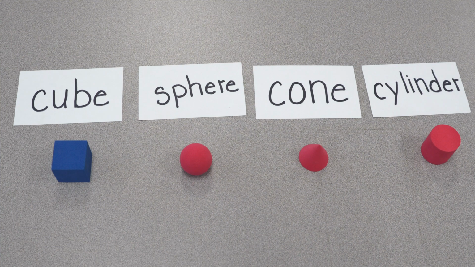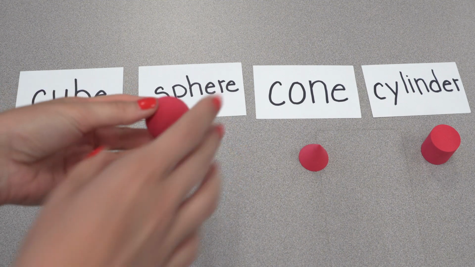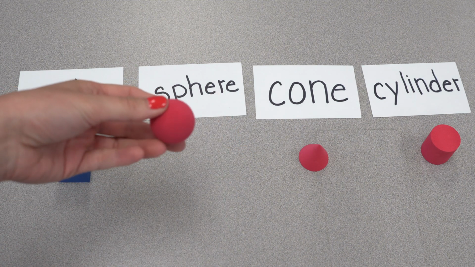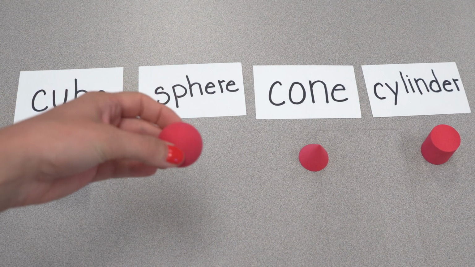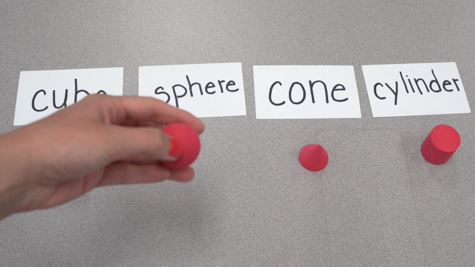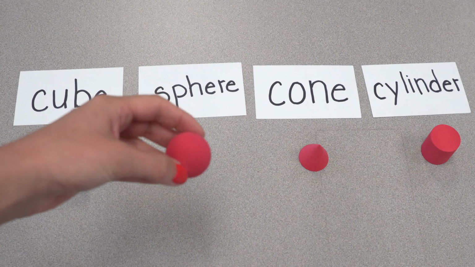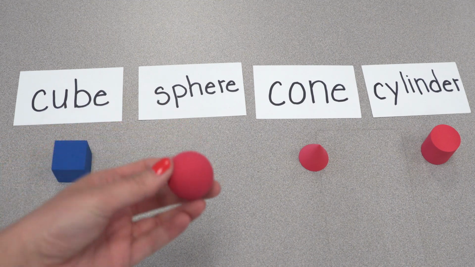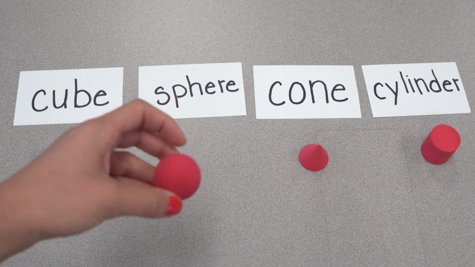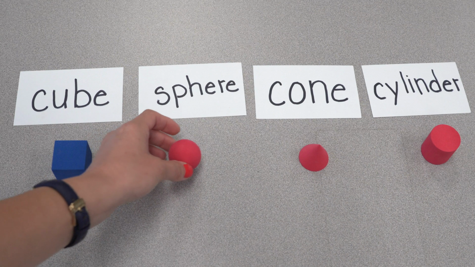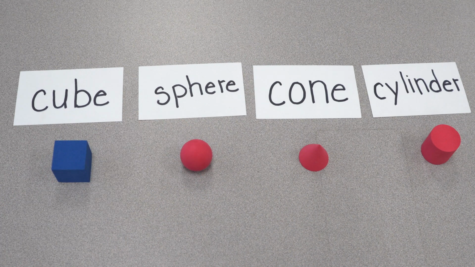So let's look at these shapes again. This shape is a sphere. Does this shape have flat sides? No. Does it have any corners? Nope, it is round like a ball. So a ball has the same shape as this sphere. And you're going to be looking for other pictures that are shaped like a sphere.